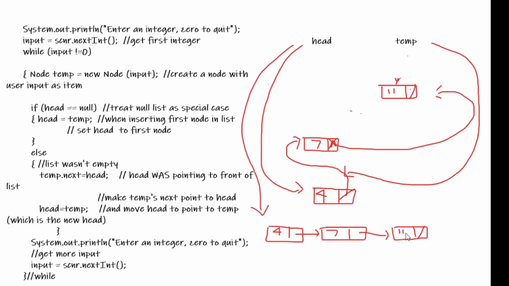I first input an 11, and then a 7, and then a 4. So I kept adding to the beginning of my list. Head is pointing right here, so this is the beginning of my list, and I can go down my list. And then if the next thing I input is a 0, I'm not going to add any more nodes to this list, and I'm done.